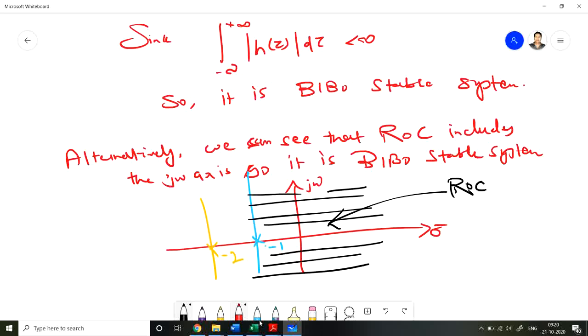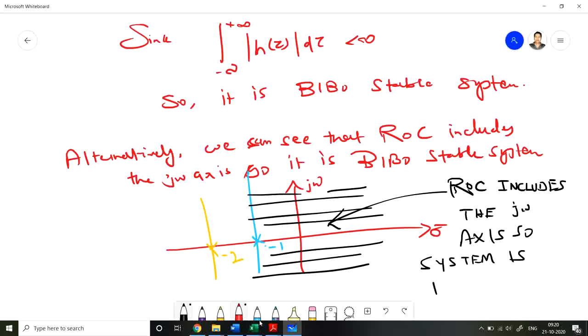The ROC includes the j omega axis, so the system is bounded input, bounded output stable, because the ROC includes the j omega axis.